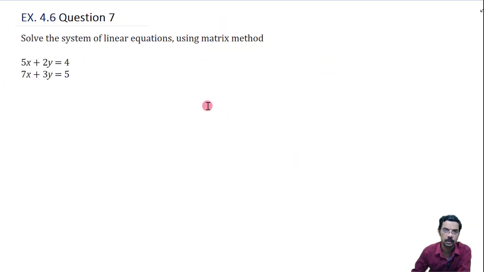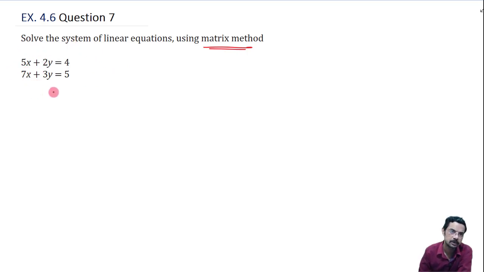Okay, so here consider the question. The question is 5x plus 2y equal to 4 and 7x plus 3y equal to 5. We have to solve it using the matrix method. What is the matrix method? Let us understand using this example.